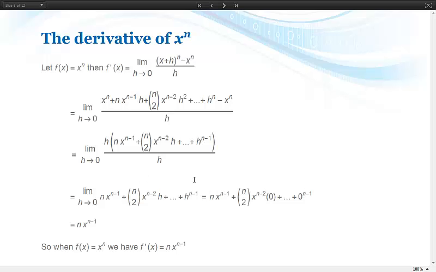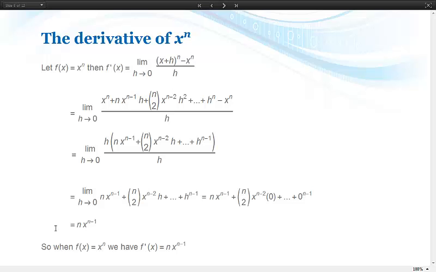Well, this still looks like a polynomial in h. I can plug in h equals 0, and all the other terms go out. I'll get n times x to the n minus 1 plus this first term has an h in it, so that multiplies to 0. All of these other terms still have h's in them, so they'll all become 0 when I multiply by h to some power. And the only thing that's left is that first term, n times x to the n minus 1.